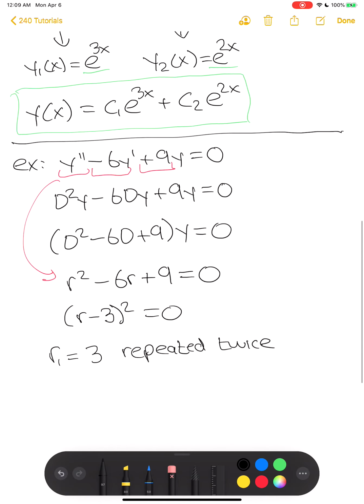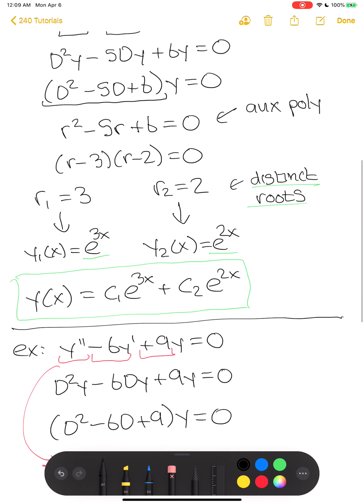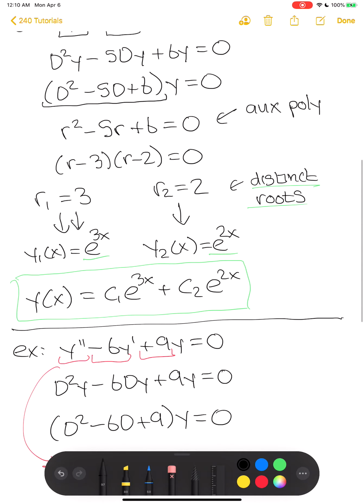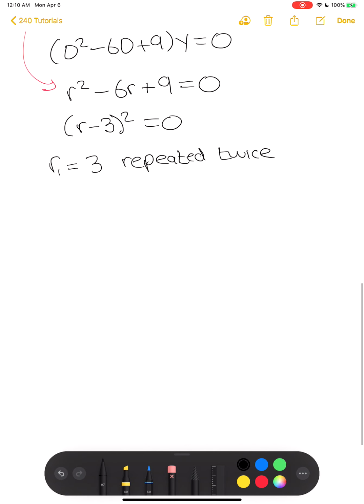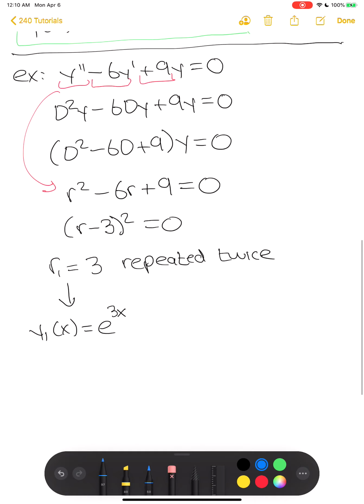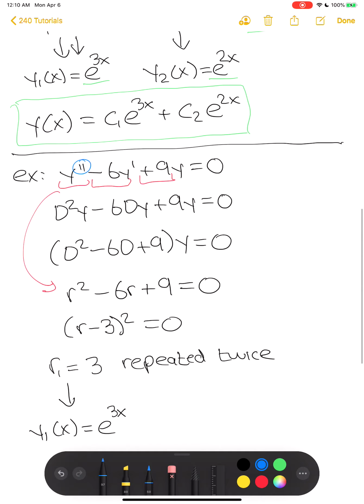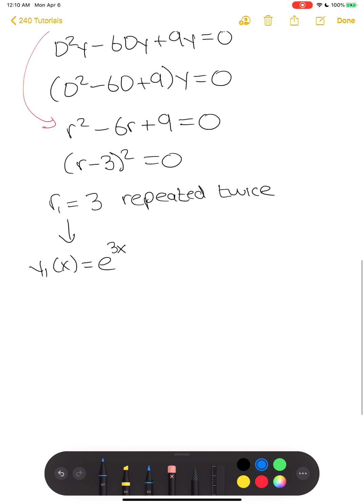Okay, so if we scroll up to this previous example, if we have a root here, we know one of our solutions is going to be y1 of x is e to the 3x, okay? But you might be stuck here because you're saying, okay, well, I have in my beginning here a second order differential equation, but I only know how to find one solution here.